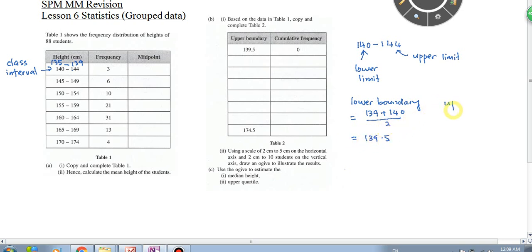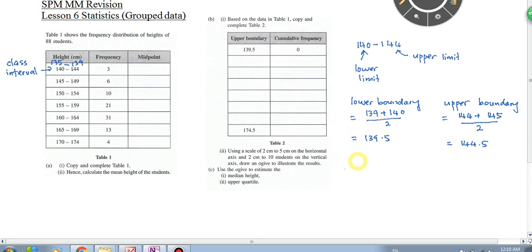So how about the upper boundary? I want to find the upper boundary for this class. Again it will be 144 plus 145 divided by 2. You should be able to get 144.5. If I want you to find the upper boundary for the next class, then you have to take 149 plus 150 divided by 2, and you will get 149.5. Right? So now you should understand how we calculate the lower boundary and the upper boundary.